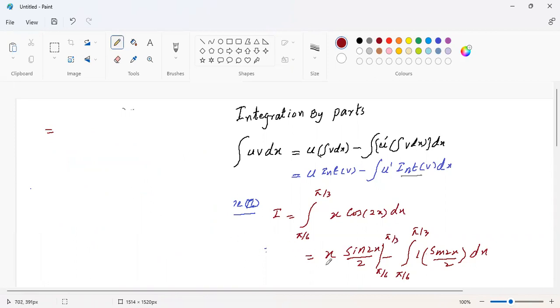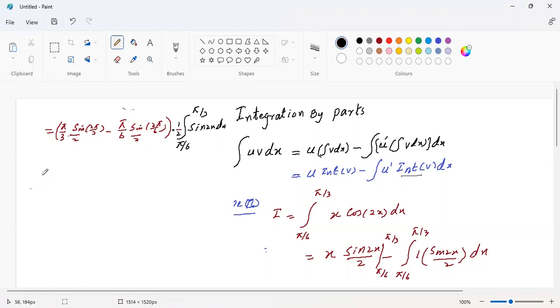Now put the limits for the first step, pi by 3, the upper limit, and sine of 2 pi by 3, whole by 2, minus the limit pi by 6, sine of 2 pi by 6, and it is divided by 2. So we write the first expression, with its limits here, and integration of this. First step, write this as it is, and this is sine of 2x, and the limit pi by 6, pi by 3. And this 2 can be written before this expression.